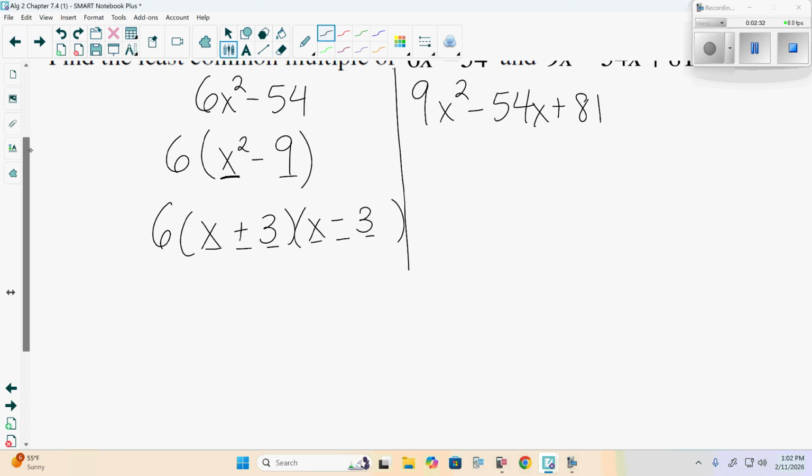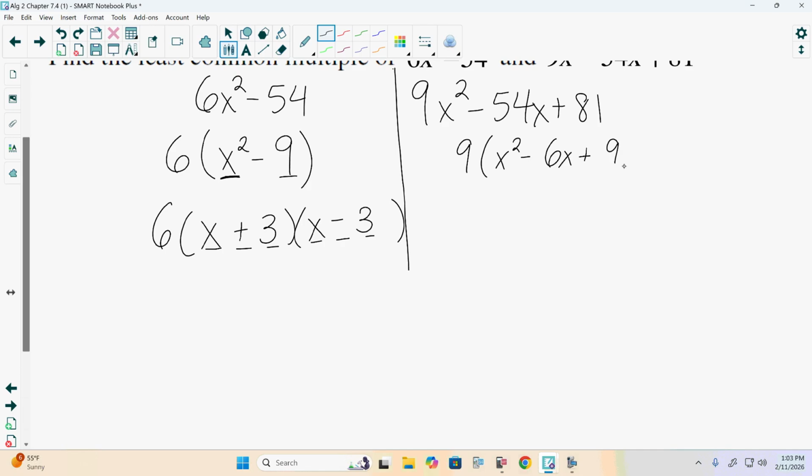Now we're going to do almost the exact same thing for the other side. So when we look at 9x squared minus 54x plus 81, is there a greatest common factor amongst these three terms? Well, yes, and it is 9. So we factor 9 out of 9x squared. The 9 factors out completely, and we're left with x squared. When we factor 9 out of 54, 54 divided by 9 would be 6. And we do still have our x. Plus, when we factor 9 out of 81, 81 divided by 9 is 9.